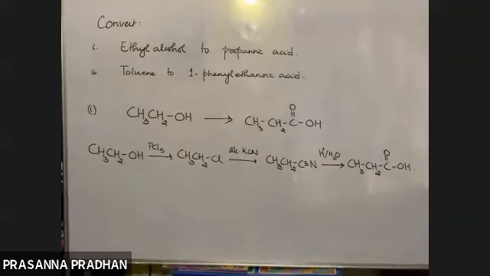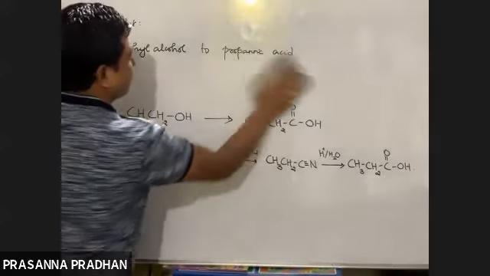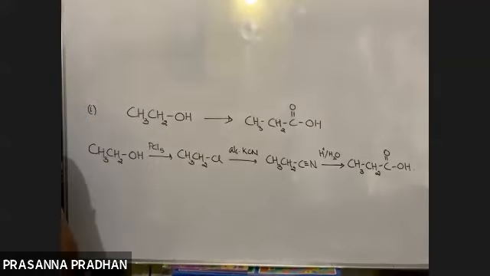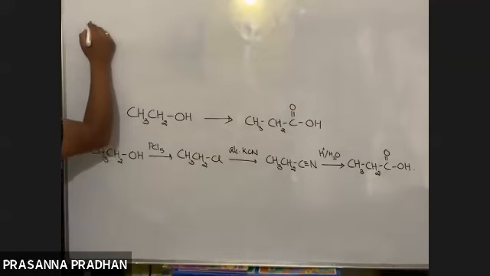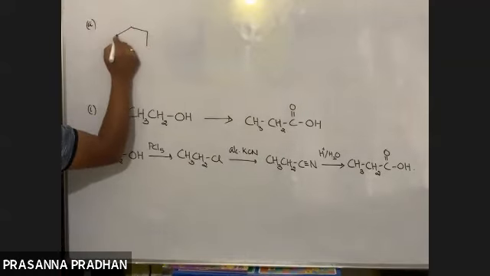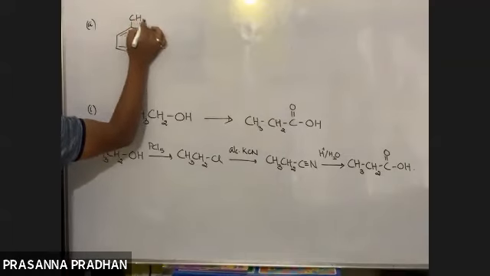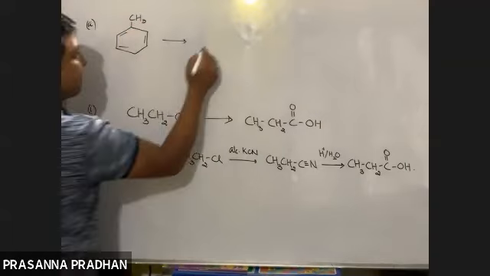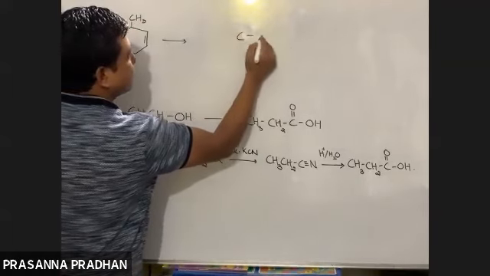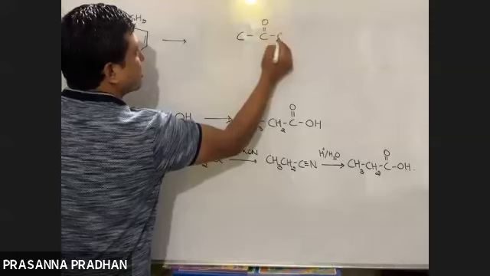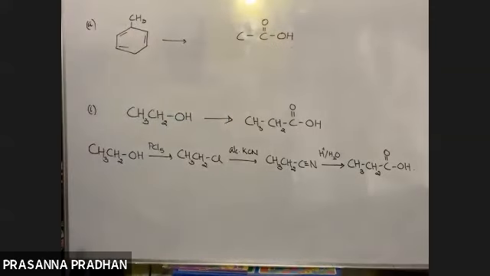Now let us move towards the other. Toluene to 2-phenyl ethanoic acid. Toluene to 2-phenyl ethanoic acid. So let us first draw the structure. We have toluene, CH3. Ethanoic acid means 2 carbon atoms. Oic acid means COOH.